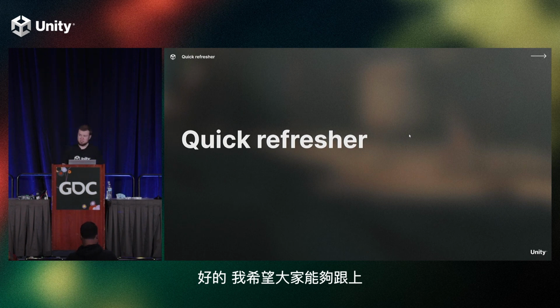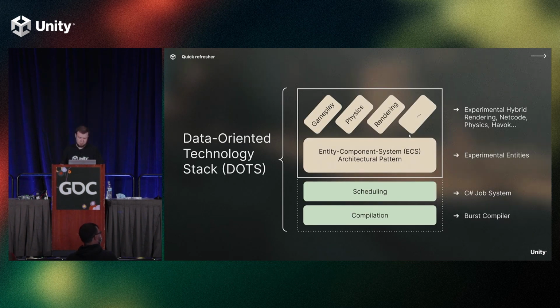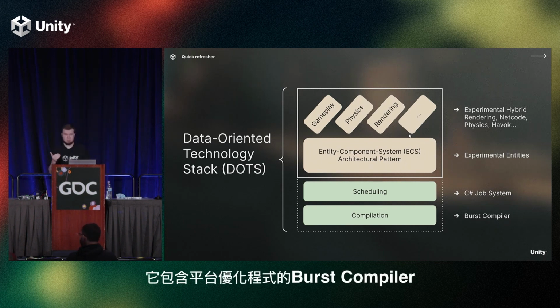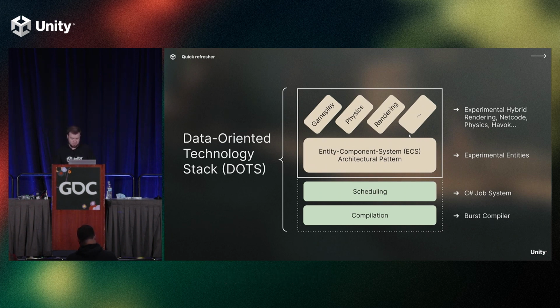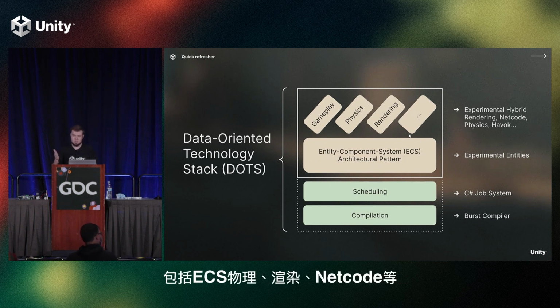Okay, I don't want to leave anyone behind, so I'm just going to do a very quick refresher on DOTS, so we're all on the same page. So DOTS is Unity's data-oriented tech stack. This is the stack. At the bottom we have the foundation layer, which includes the Burst compiler, which optimizes code for the target platform. Then we have the C# job system. And then on top of this, we have the experimental entities package, which implements Unity's ECS. And on top of that, we have the various ECS-based features, including ECS physics, rendering, netcode, etc.